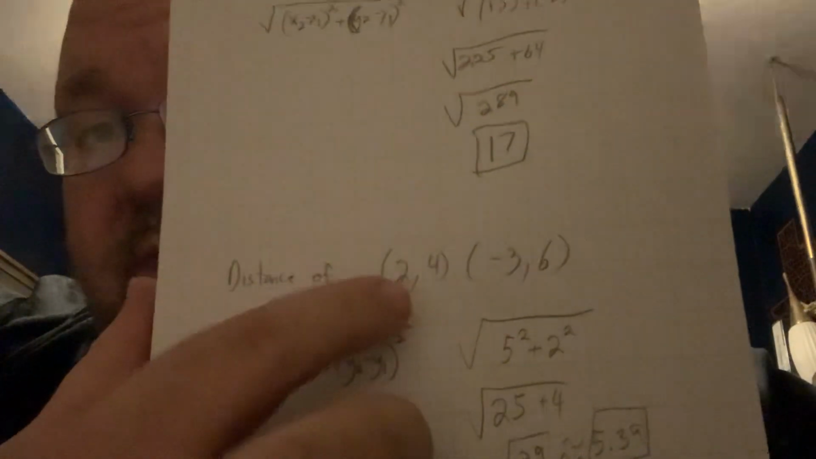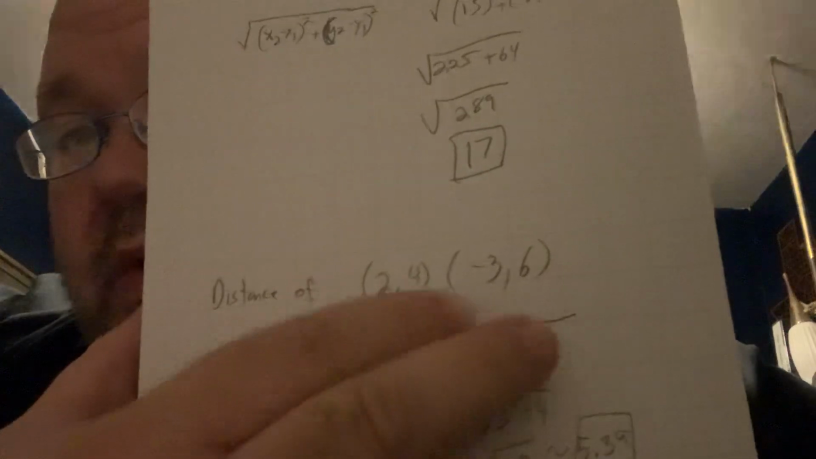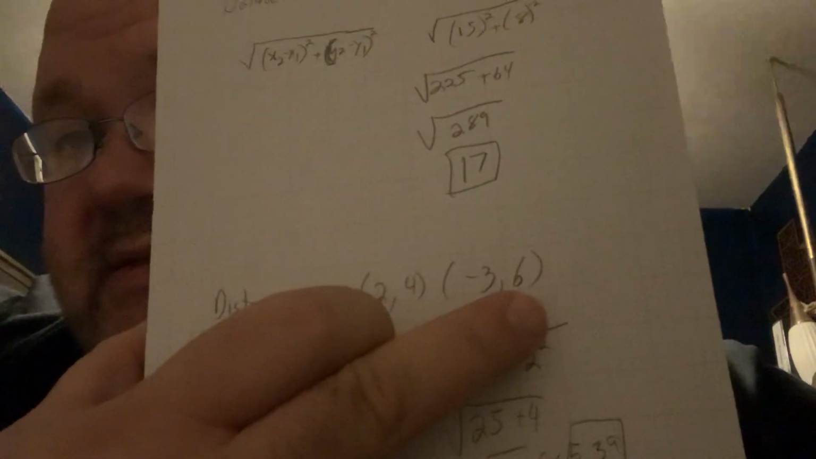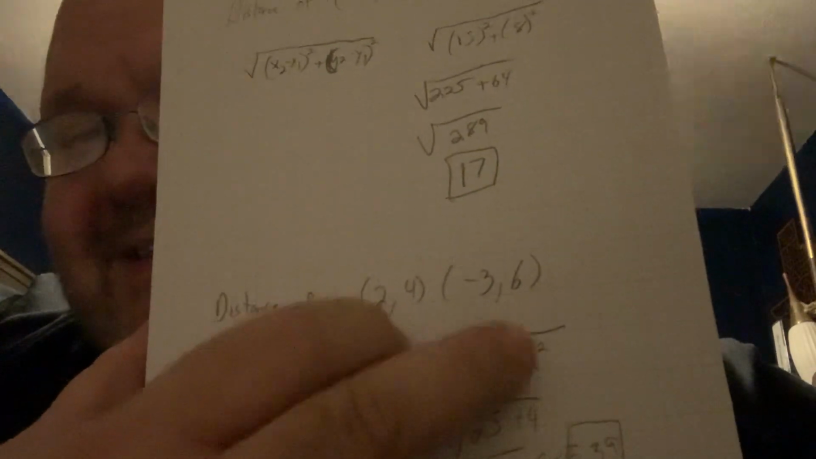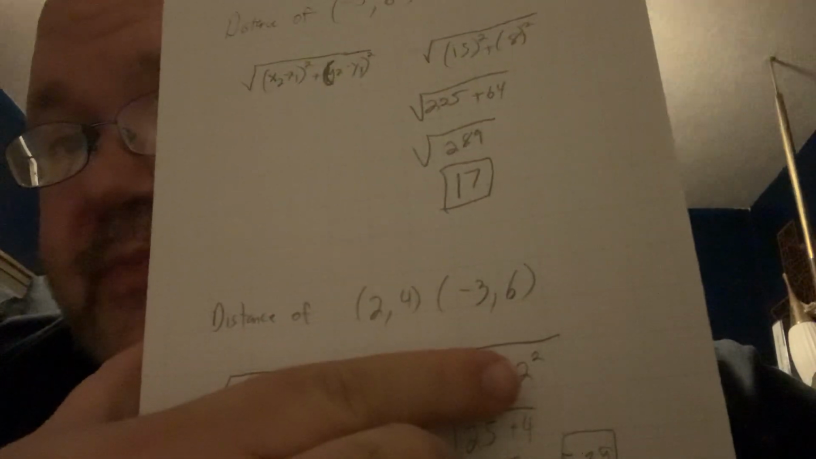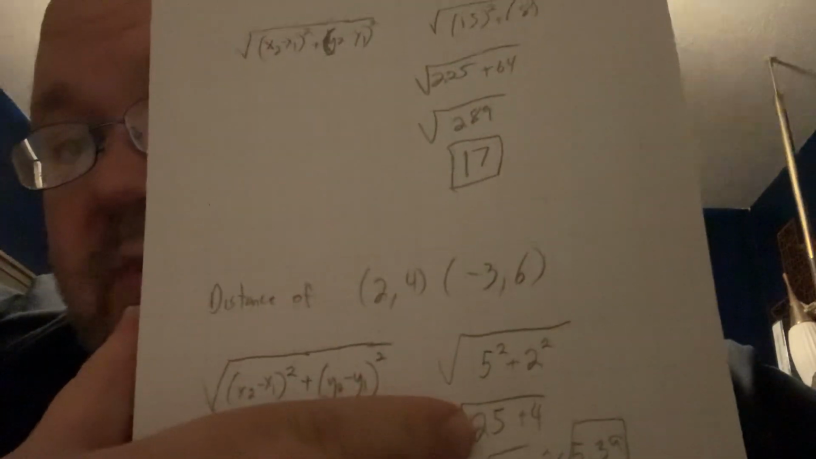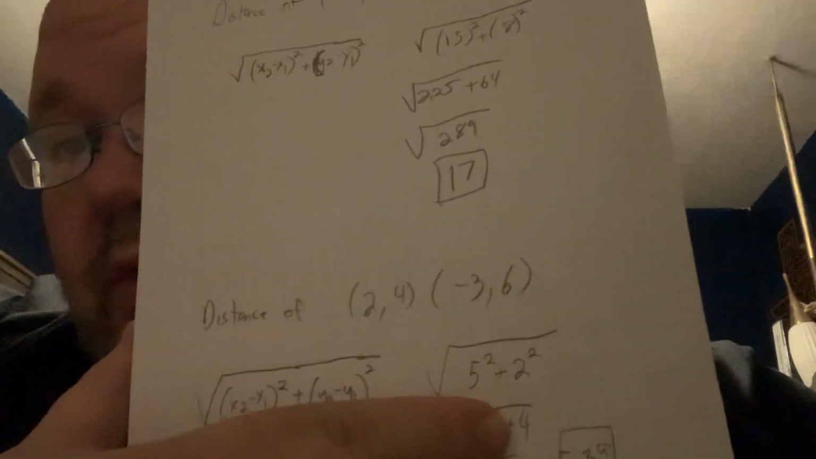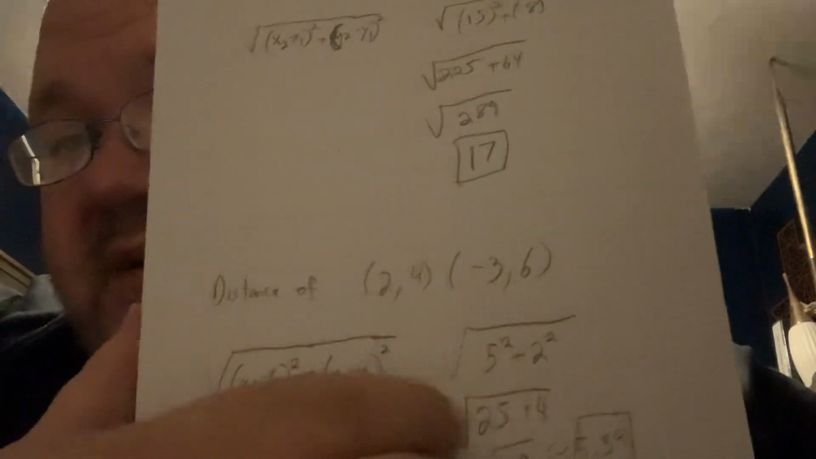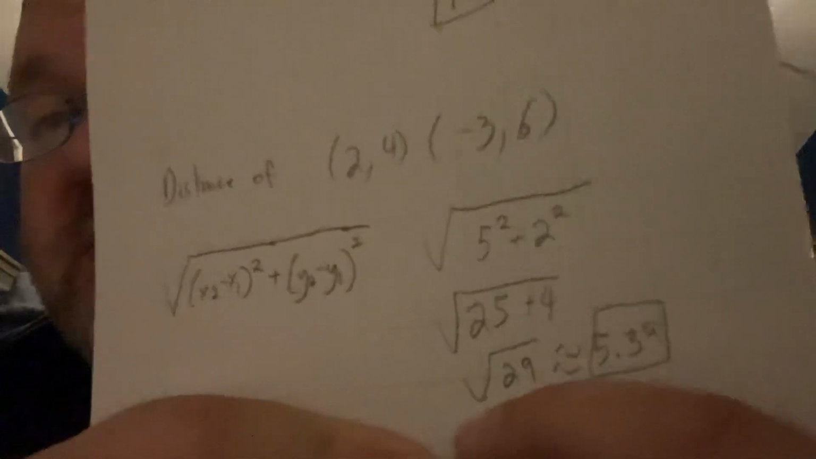The change from 2 to -3 would be 5 places. And the change from 4 to 6 would be 2. I knew there was another 2 in there. 5 squared is 25, and 2 squared is 4. 25 plus 4 is 29. 29 is not a perfect square.